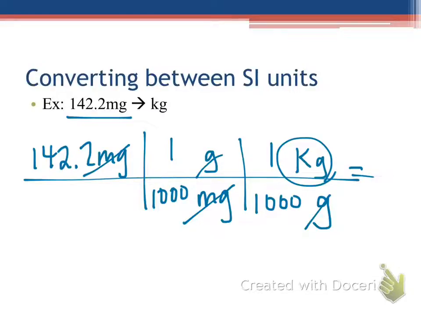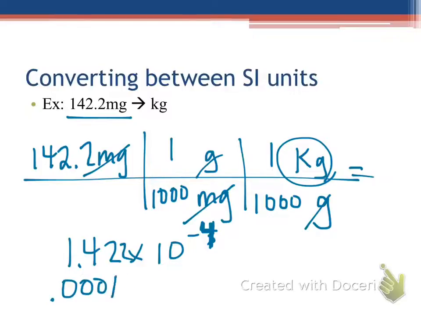Times 10 to the negative fourth. Yep, I'm sorry, you're right. Okay, 1.42, and I could add another 2 on here. It doesn't really make a difference. 1.422 times 10 to the negative fourth. Or if you got this, 0.001422, same thing.